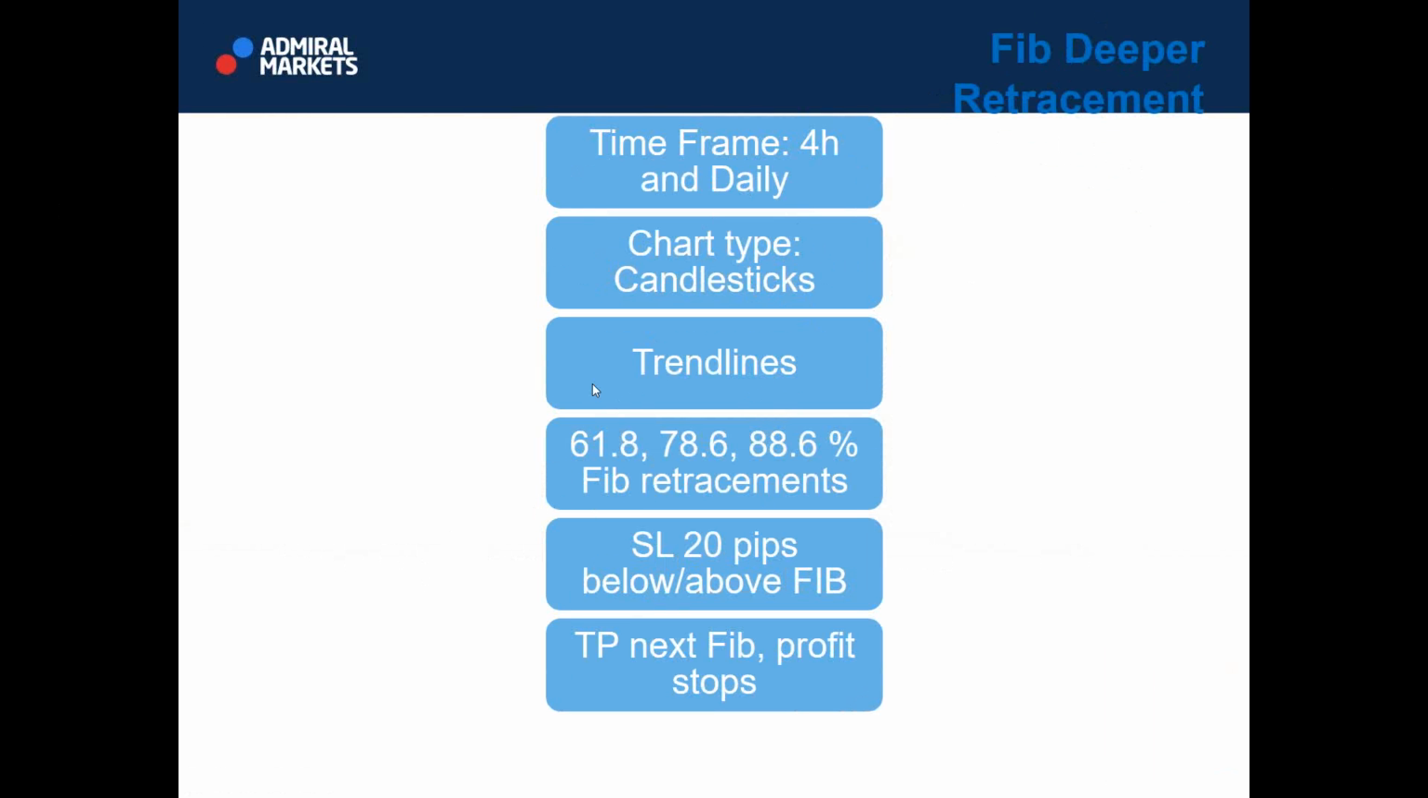So here, very fast, guys. Time frame, 4-hour and daily. Chart type candlesticks. We use trend lines and golden ratio up to 88.6 retracement. So 61.8, 78.6, and 88.6 Fibonacci retracements. Stop loss goes 20 pips below above next fib level. TP is the next fib, profit stops used heavily with this strategy.